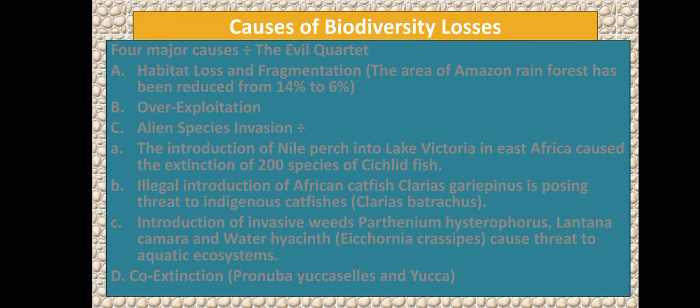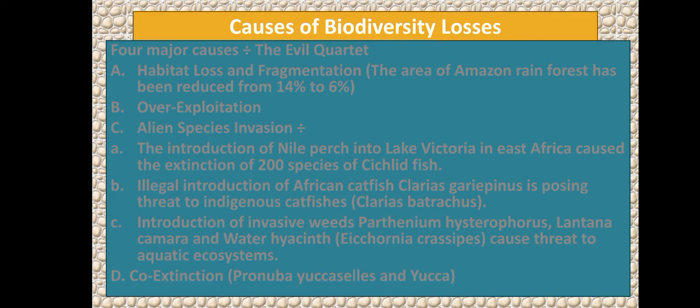Number two, over exploitation. Number three, alien species invasion. When an exogenous species is introduced among the indigenous species, this causes a threat to the indigenous species. The introduction of Nile perch into Lake Victoria in East Africa caused the extinction of 2,000 species of cichlid fish. Illegal introduction of African catfish, Clarias gariepinus, is posing a threat to indigenous catfish, Clarias batrachus, in Indian rivers.